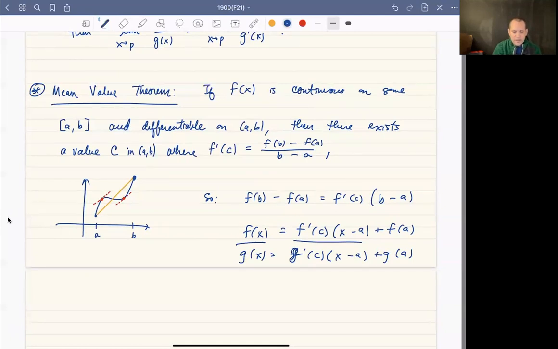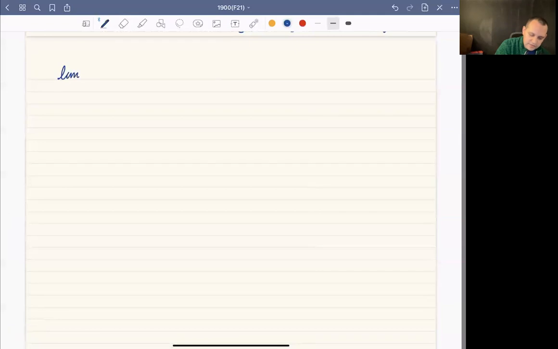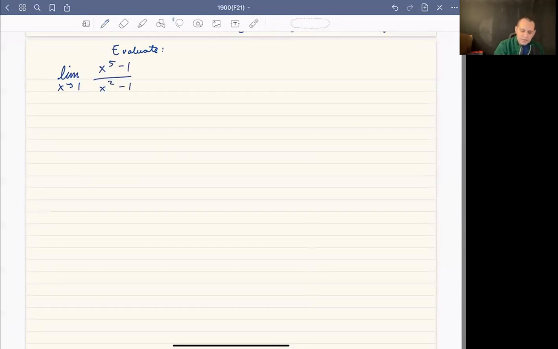Okay, and so that's kind of the theory behind this. But let's also talk about how this is going to work in practice. So in practice, we're going to see a few limits. Let's evaluate the following limits. So the first is, let's evaluate the limit as x approaches 1 of x to the 5th minus 1 over x squared minus 1.